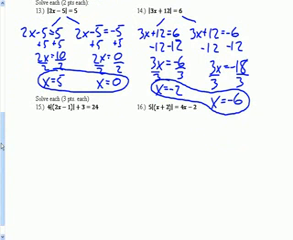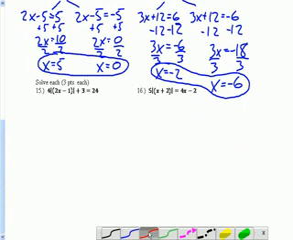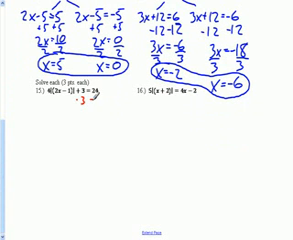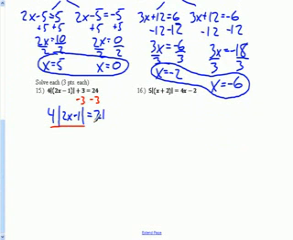For the next one, very similar to the problems we just did, except this time we've got stuff in the way. We've got to get the absolute value by itself before we can split it up into two equations. So over here, I've got to get the absolute value by itself first. I'm going to subtract 3 from each side, and that's going to leave me with 4 times the absolute value of 2x minus 1 equals 21. I'm also going to divide by the 4.